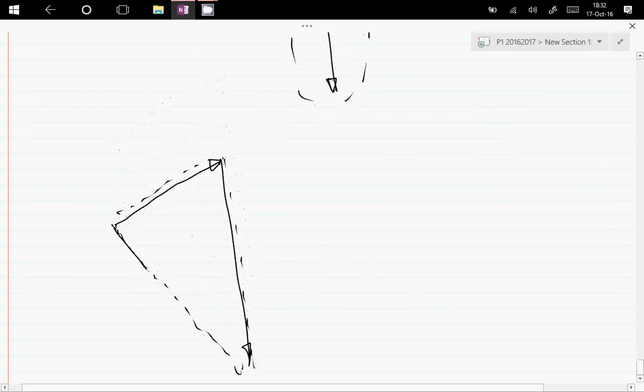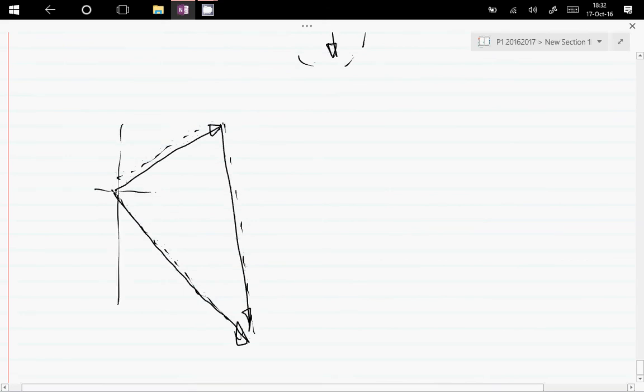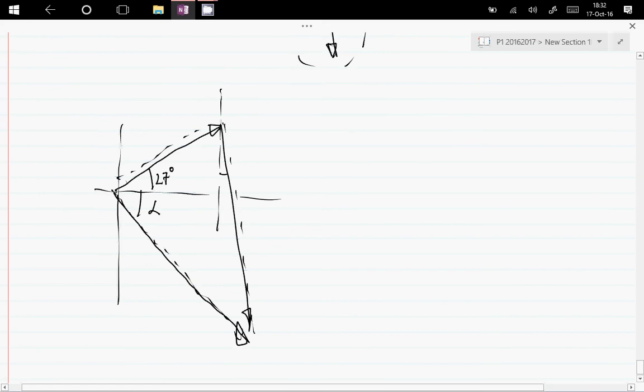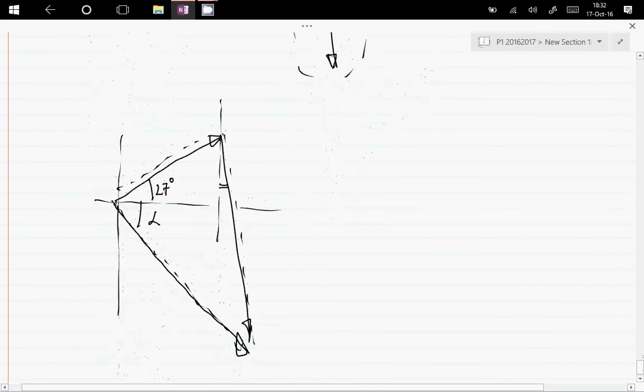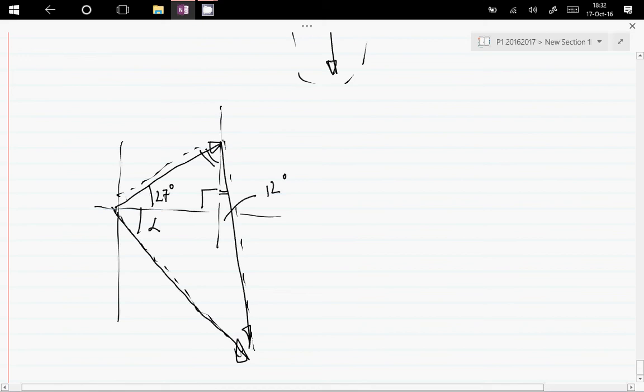So I'm trying to calculate the size and direction of this vector. So the size I'm going to do, and I'm going to try and calculate this angle, and I'm going to call it alpha. But we know that angle is 27 degrees, okay? We know that this angle here is 90 minus 78, okay? And that's 12 degrees. And this angle, because this is a right angle triangle, must be 90 minus 27. So we do 90 minus 27, and we get the angle 63. So this angle here is 63. Now that makes that entire angle here, 63 plus 12 equals 75 degrees, okay?